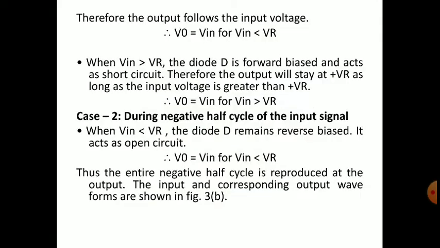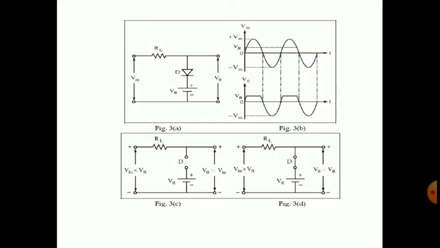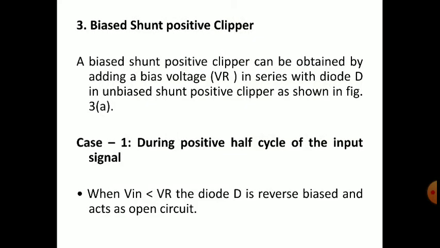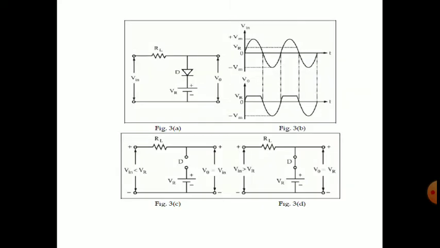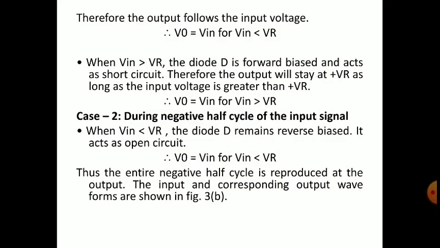So the theory part can be explained from case 1, during the positive half cycle of the input signal, when the input is less than VR, the diode is reverse biased and acts as an open circuit. One must draw every circuit and every waveform like this, then only you can understand easily, as you are learning it the first time. So you have to draw the entire circuits for both the conditions, the figure 3D circuits also, one must draw. You can easily understand, and the waveforms are also very important.